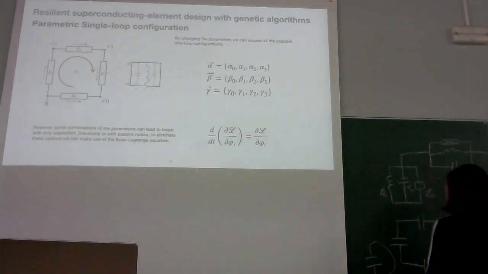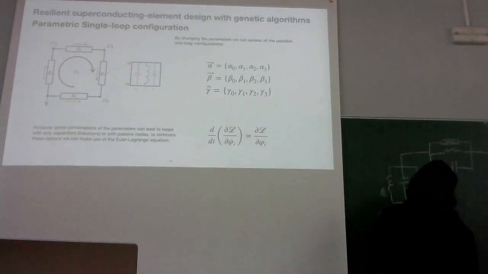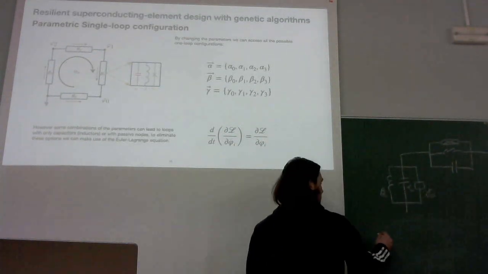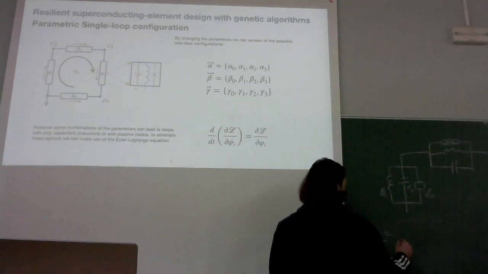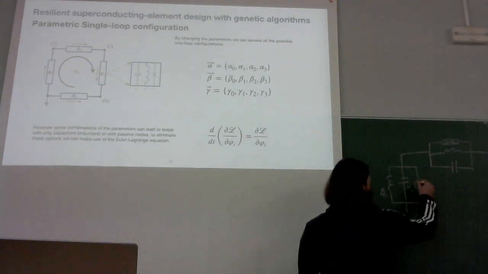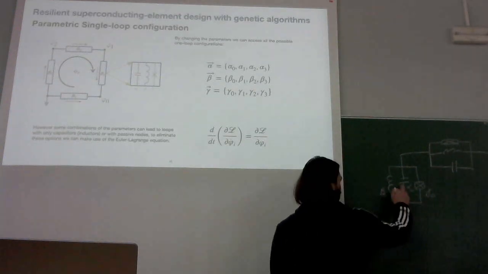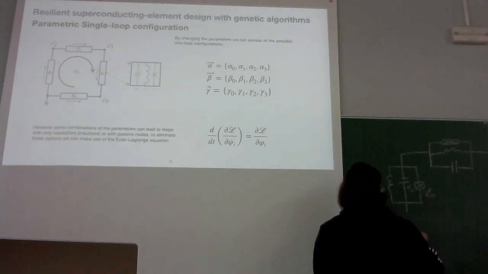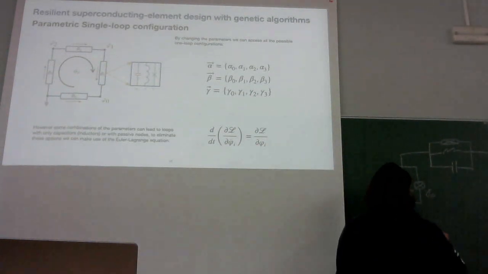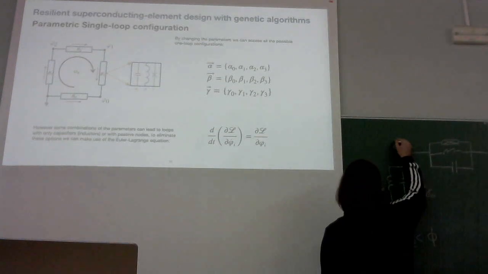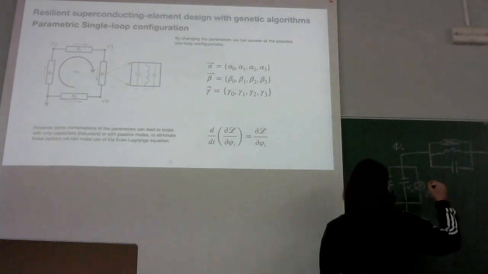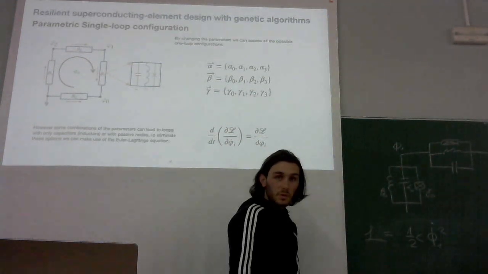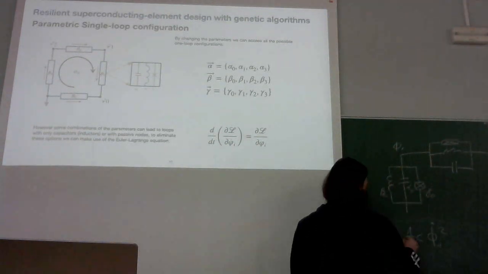To build the Lagrangian of this system, we will define the contribution of each of the terms. So for example, for this capacitor, we have a contribution of one half C times the flux dot squared. So what they did is to assign an alpha parameter here.